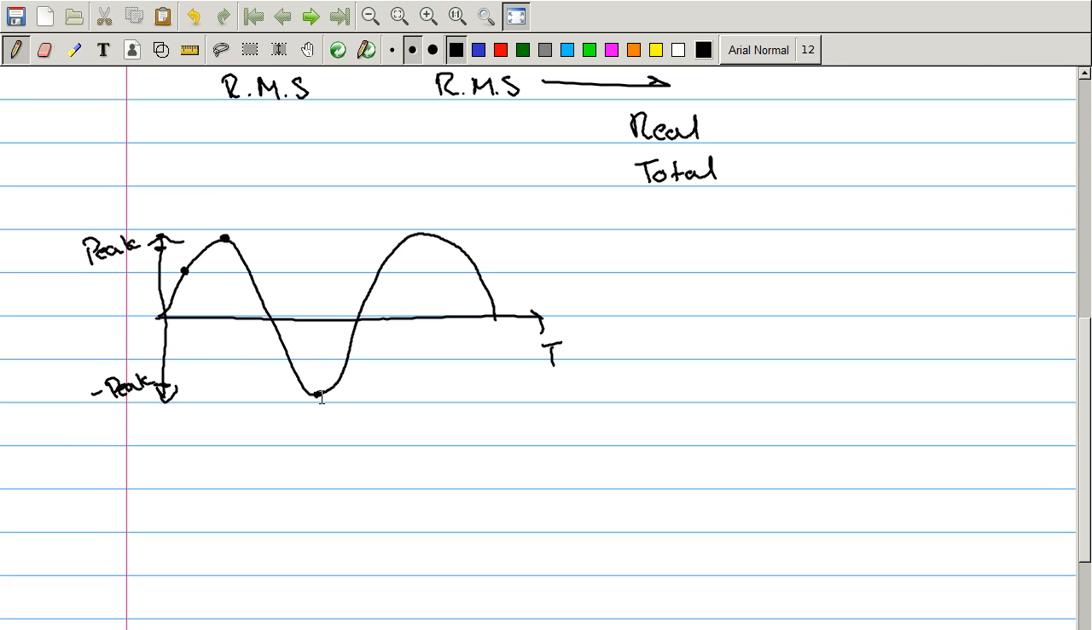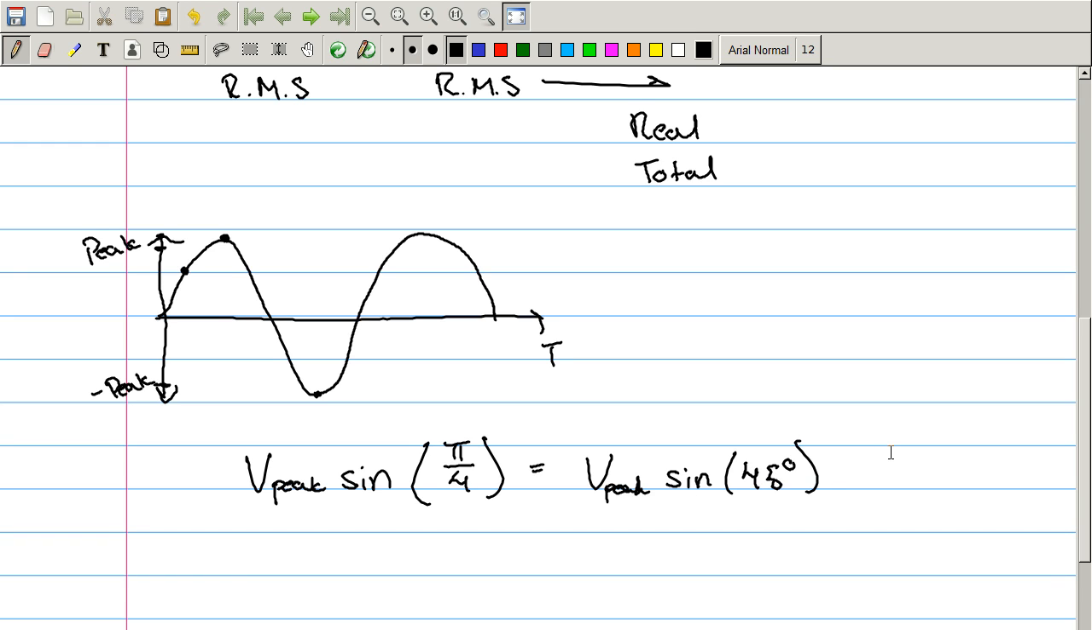RMS is V peak sine pi over 4, or for those of you who like degrees, V peak sine 45. And for those of you who don't know trigonometry, it's about 0.707 V peak. That is the RMS voltage, the root mean squared voltage. What is the RMS voltage? RMS voltage, also known as the effective voltage.